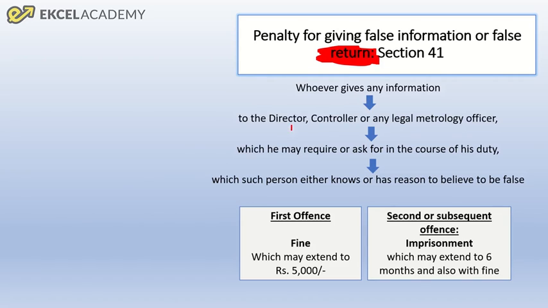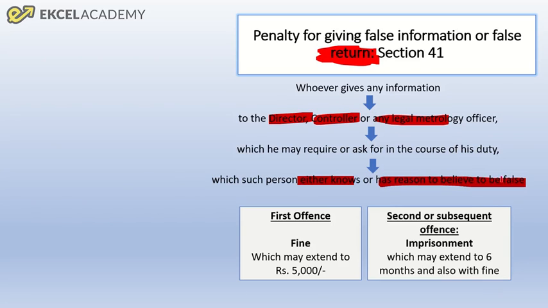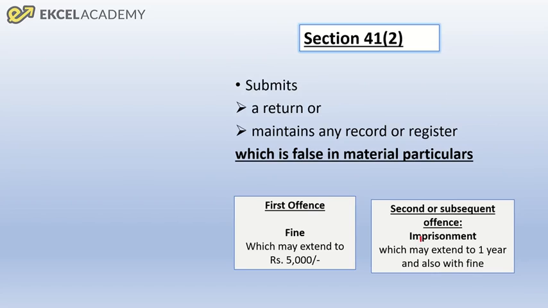Whoever gives any information to the director, controller or legal metrology officer which he may require or ask for in the course of his duty, which such person either knows or has reason to believe to be false: the first offense is 5,000, and for a subsequent offense it is imprisonment up to 6 months. That is fine or imprisonment, or both can be given. So you should not give false information to the government.